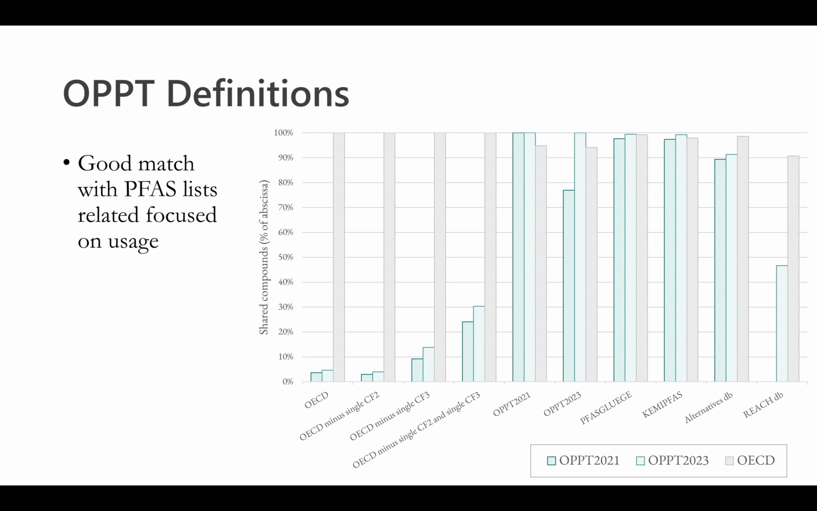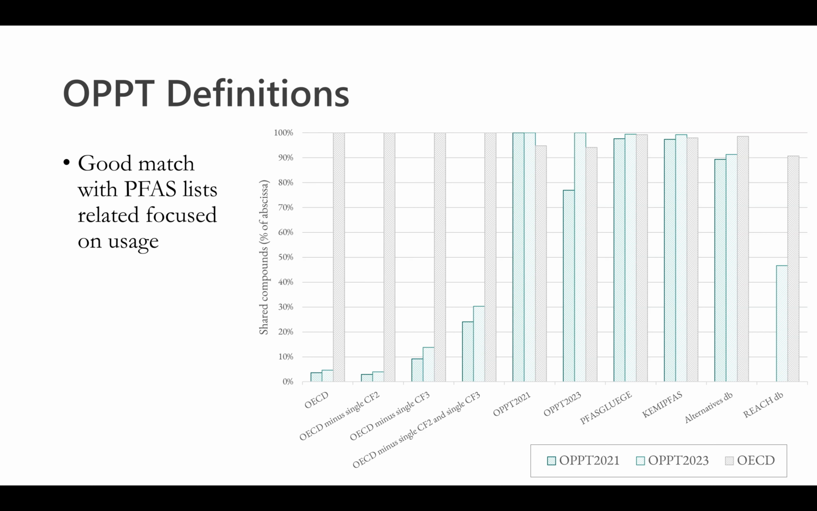This plot now shows the proportion of compounds in the list on the x-axis, matched by one of the three definitions that we've seen so far. The number of compounds matched by the OPPT definition is one order of magnitude lower than the OECD definition. So the blue bars are small for the OECD list here. When we remove single isolated CF2 or single isolated CF3, or both, the OPPT lists match already more than 20% of the remaining compounds, showing the removal of single isolated CF3 and CF2 by the substructure criteria of the OPPT.